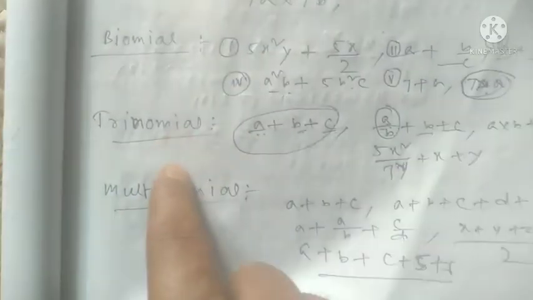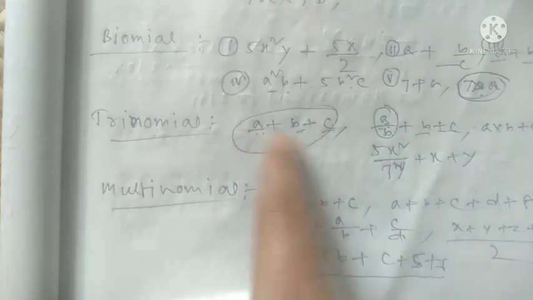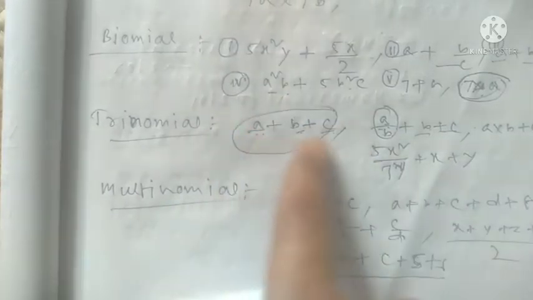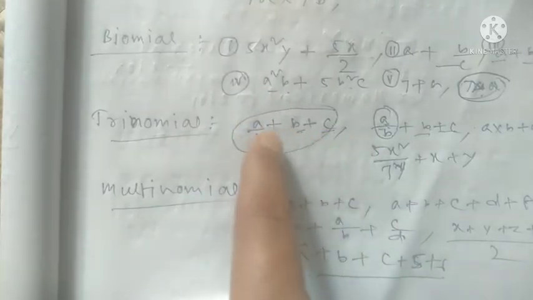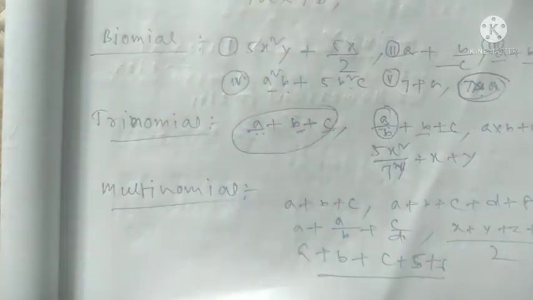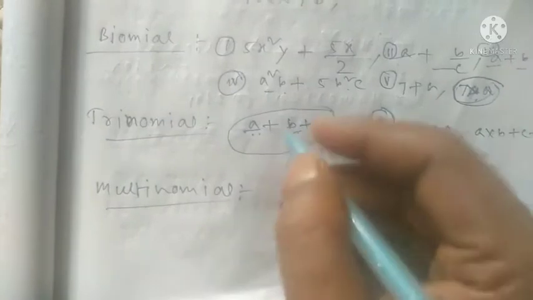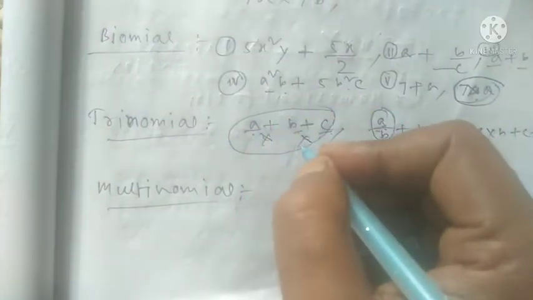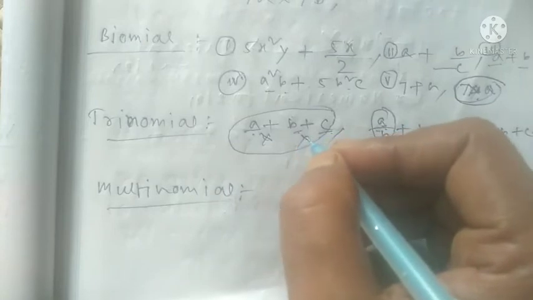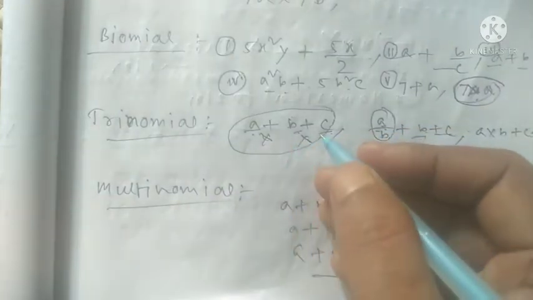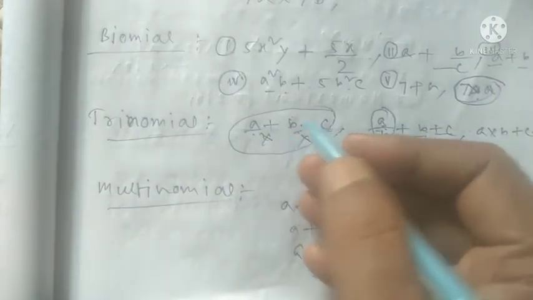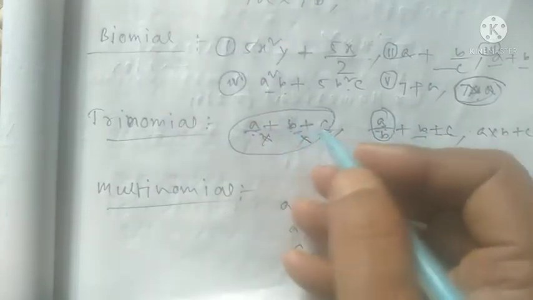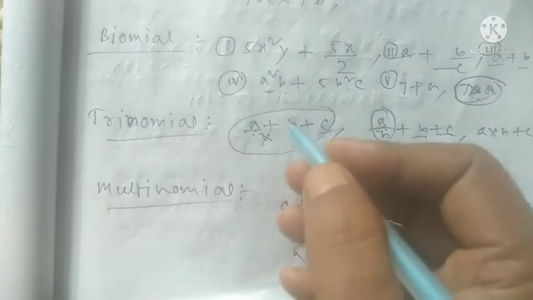And trinomial means which has 3 terms, like a plus b plus c. When there are plus and minus signs, you have to count separately. If suppose a into b into c, it will be only one term, because there is a multiplication sign, so you count only one term. But here there are plus signs, so you count separately: first, second, third. It has 3 terms. That's why this is a trinomial.